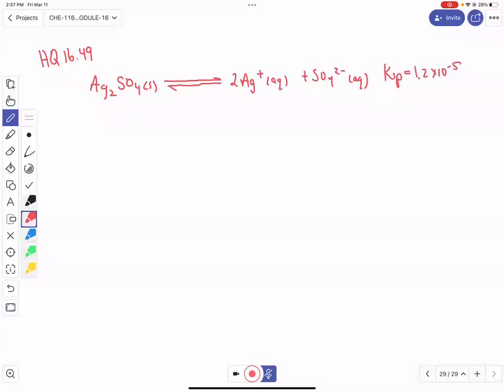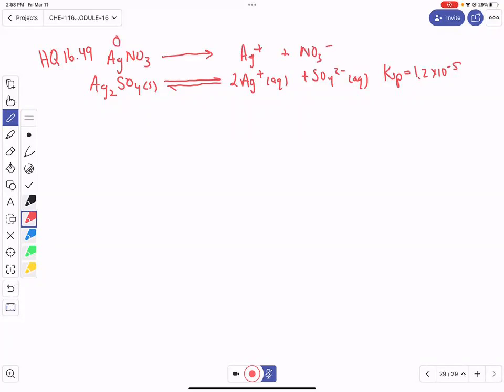So yeah, question 49 from the homework, we've got silver sulfate. They give us the KSP of silver sulfate, 1.2 times 10 to the minus 5, and then say we have this silver sulfate in the presence of silver nitrate. So this is actually very similar to the deliverable for the week after spring break.